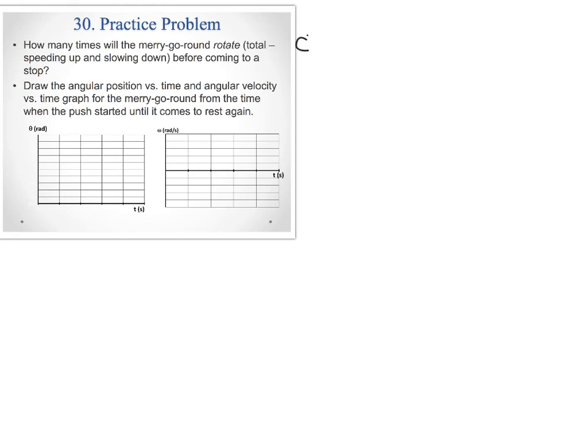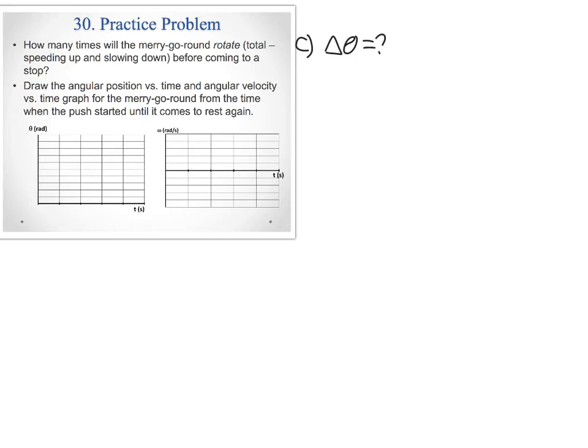Moving on to my next two questions here. Part C asks how many times will the merry-go-round rotate total, both while speeding up and while slowing down before coming to a stop. So what I'm really looking for there is my total delta theta. How much do I rotate?